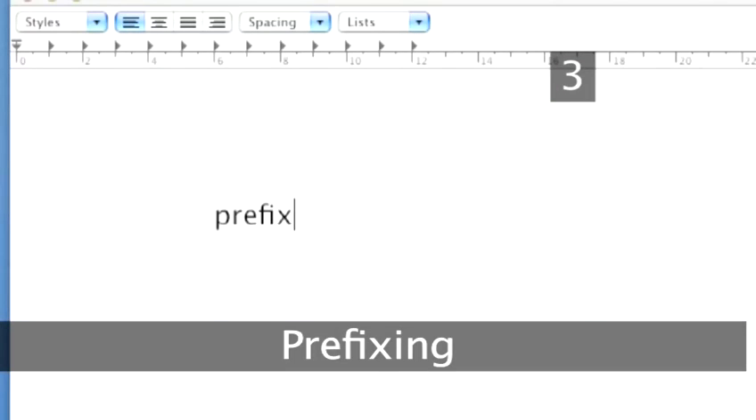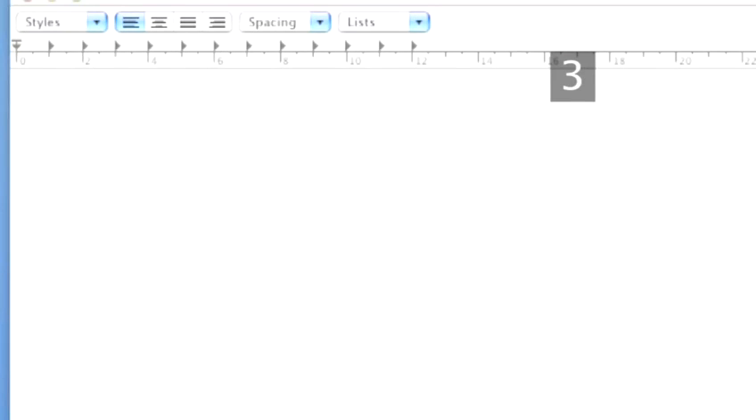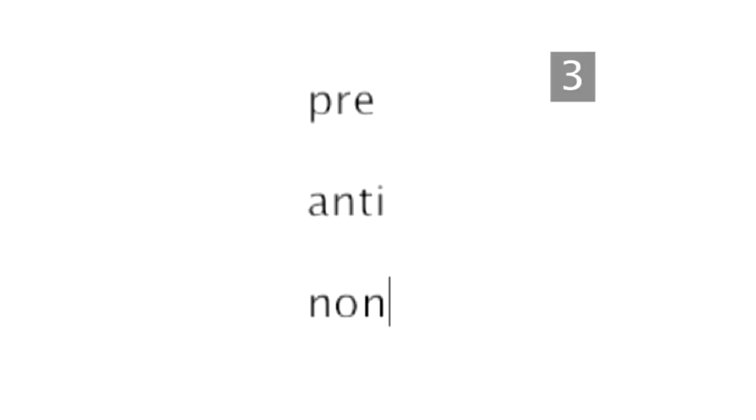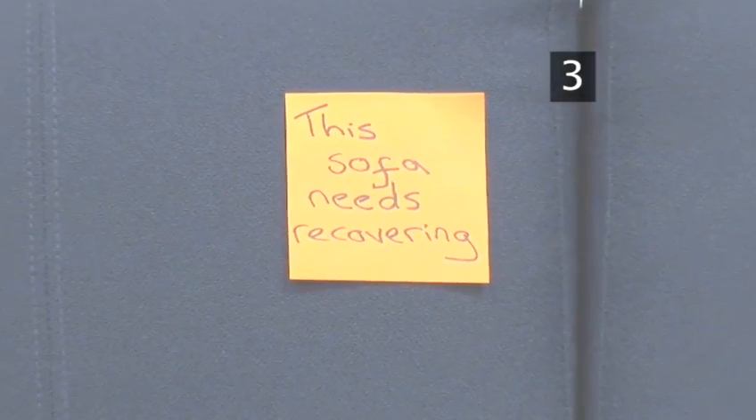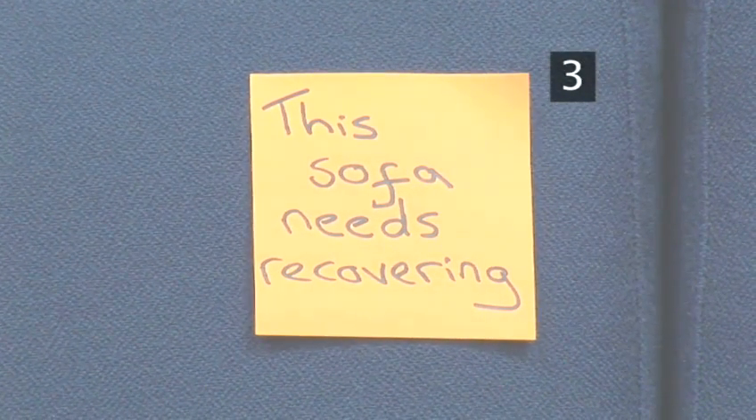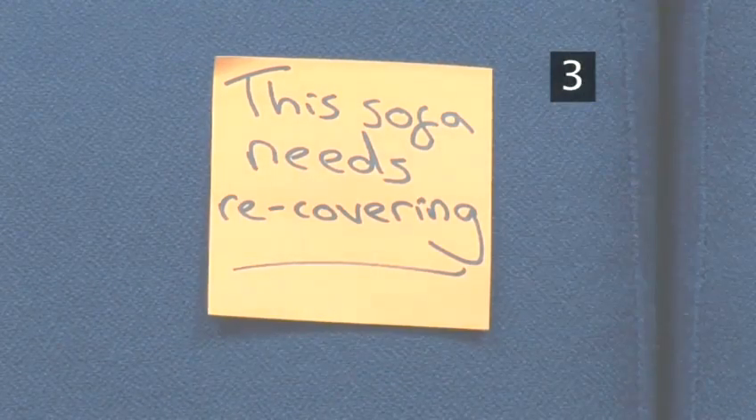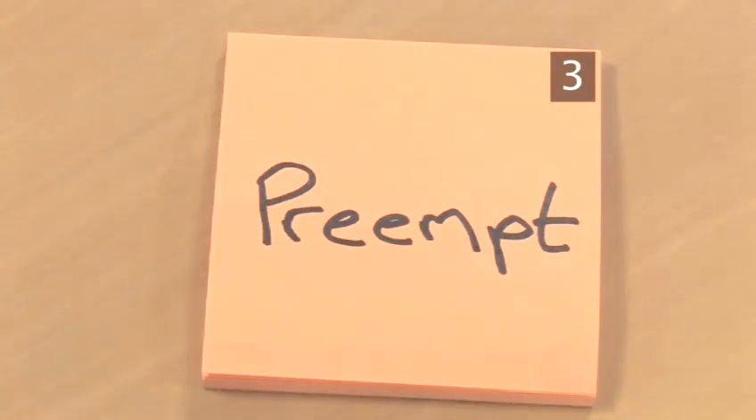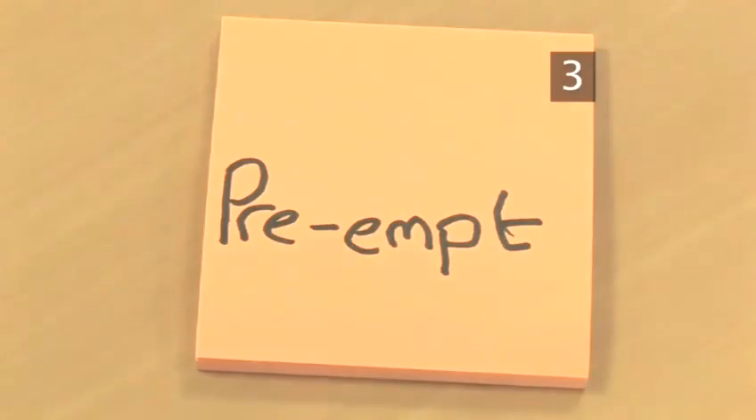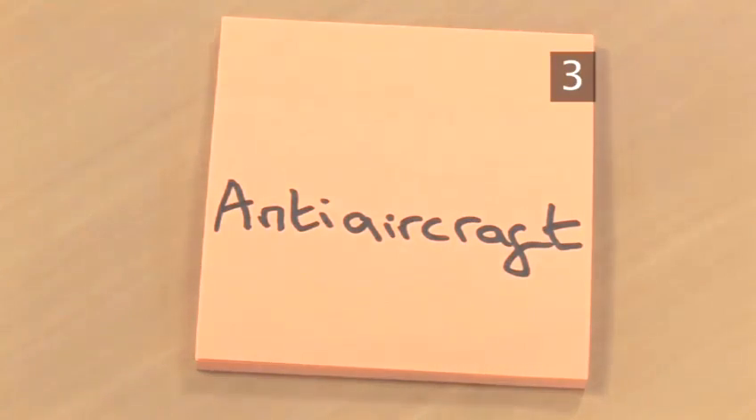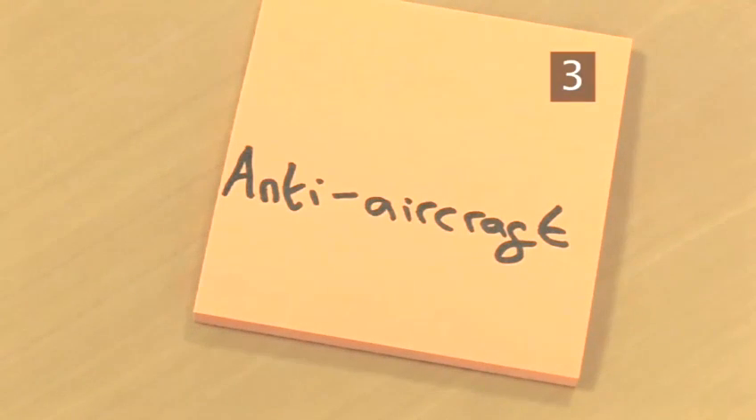Step 3. Prefixing. When using prefixes like pre, anti and non, you can either hyphenate or join the word to the prefix. On the whole, if it makes the word easier to understand and easier to read, then use a hyphen. For instance, this sofa needs re-covering. This sofa needs recovering. Some words are hard to understand if you don't hyphenate them. Pre-empt is harder to understand than preempt. Anti-aircraft is harder to understand than antiaircraft.